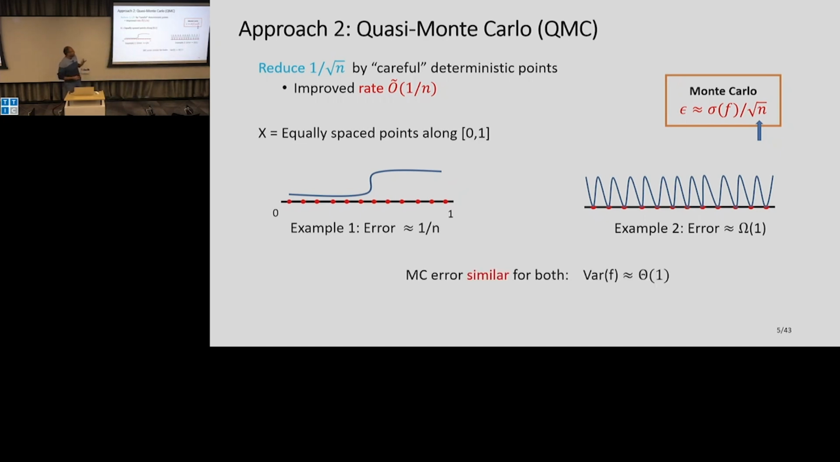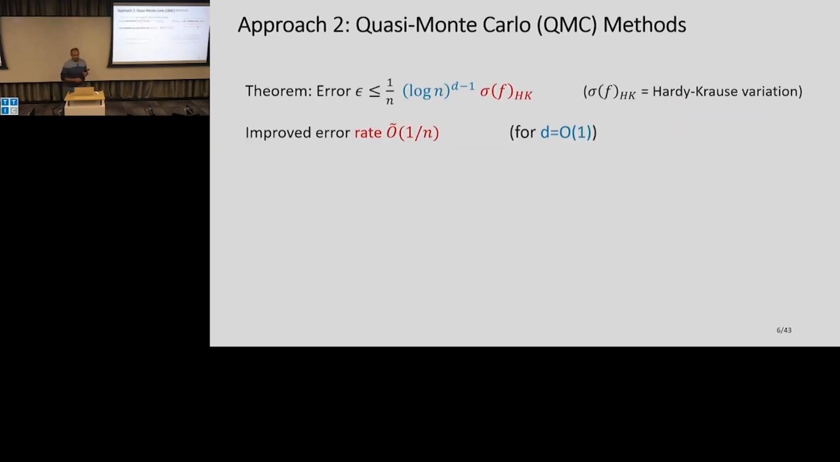And what's kind of interesting about this example is that if you look at the standard variance of both these functions, they are the same, it's like theta of 1. So Monte Carlo would do basically the same kind of error for both. But if you choose these deterministic points in Quasi-Monte Carlo, you can do pretty bad. So what's going on? Can we even say anything meaningful in this setting if you pick these fixed deterministic points? So it turns out you can, and this is kind of the main result in this area.